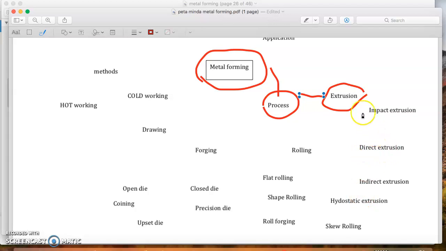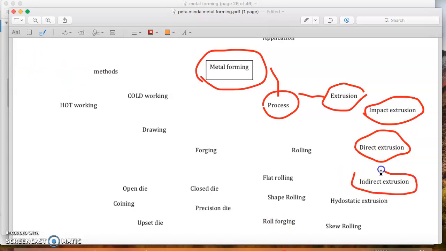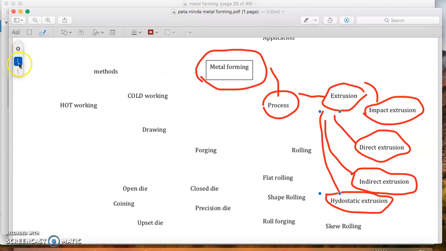So there are many types of extrusion, such as impact extrusion, direct extrusion, and also indirect extrusion, and the last one is hydrostatic extrusion.